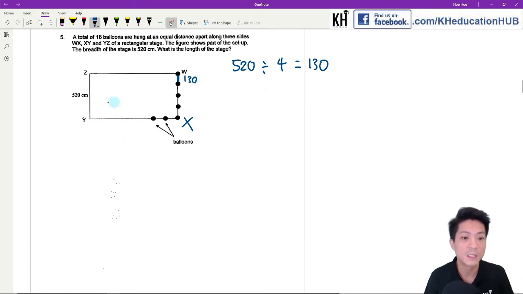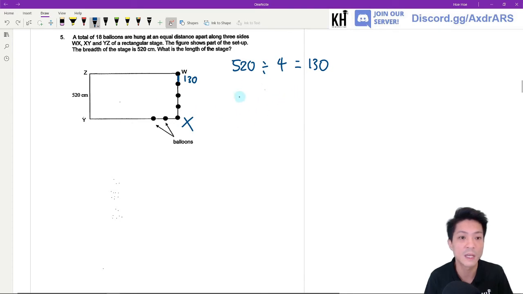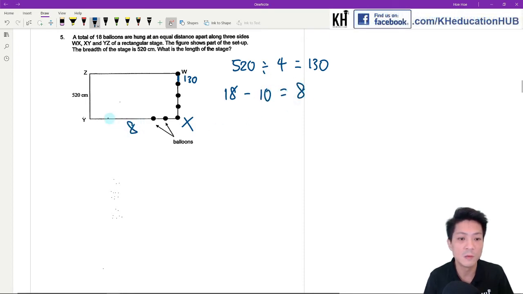Next, if there are 5 balloons over here and 5 balloons over here, that means there's a total of 10. If I use 18 balloons minus 10, there's going to be 8 balloons over here. Then if I add these 2 at the corner, there's going to be 10 balloons along the length. 10 balloons gives me 9 gaps, right? So 130 times 9 will give me 1170.